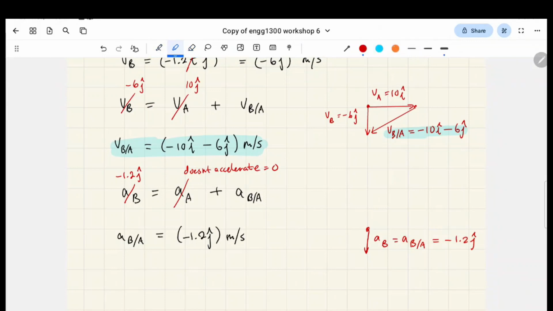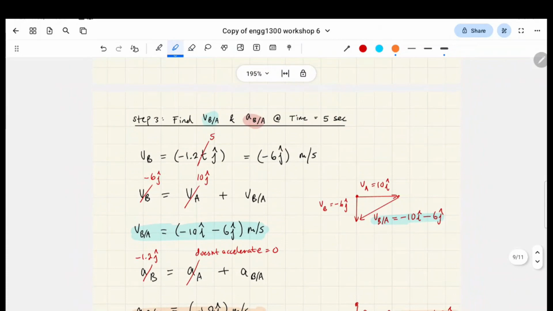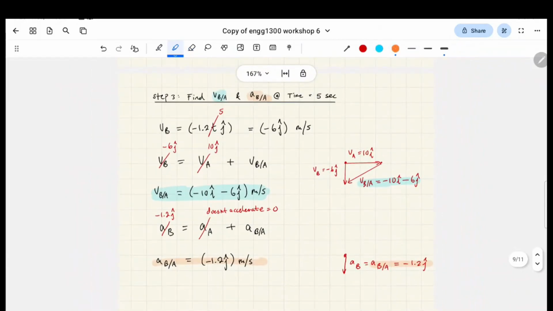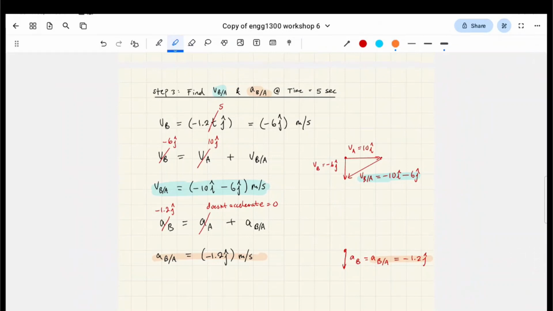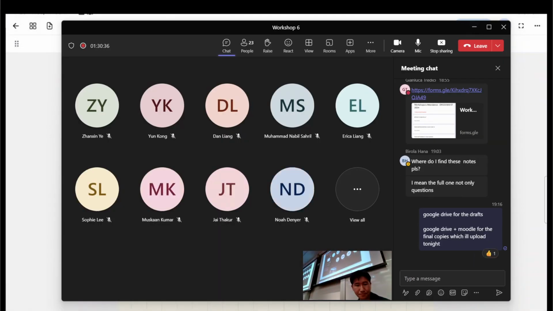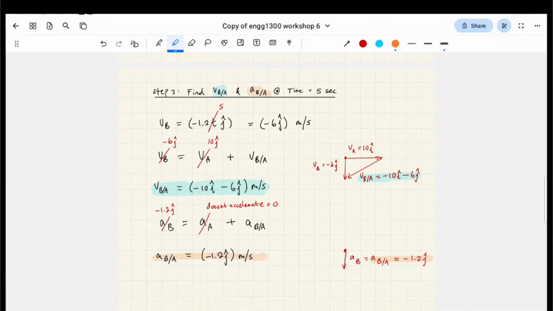It's kind of a bad color. Change the orange. Cool. Any questions? No? All good? Check online. Cool. All right.